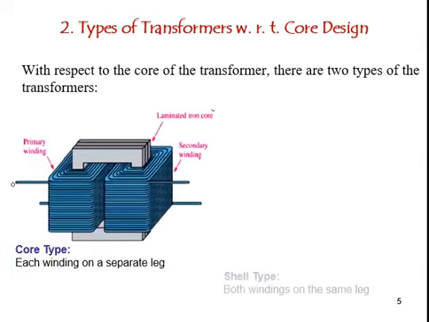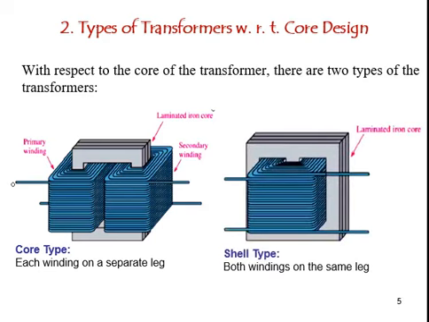Now we see the types of the transformer with respect to its core design. There are two types. The first one is core type, in which each winding is done on a separate leg of the core, and the other type is shell type, in which both the windings are done on the same leg of the core.